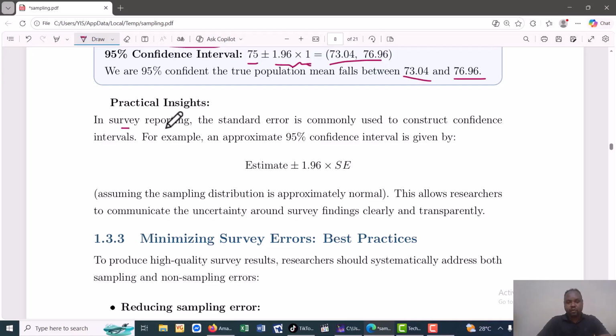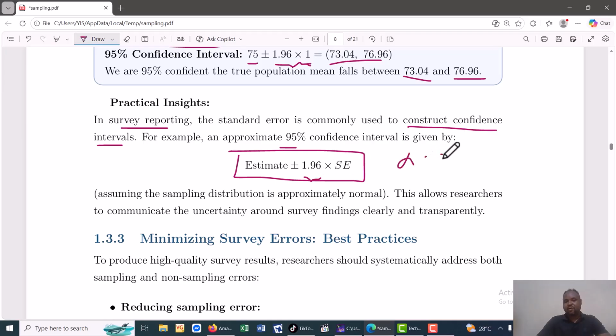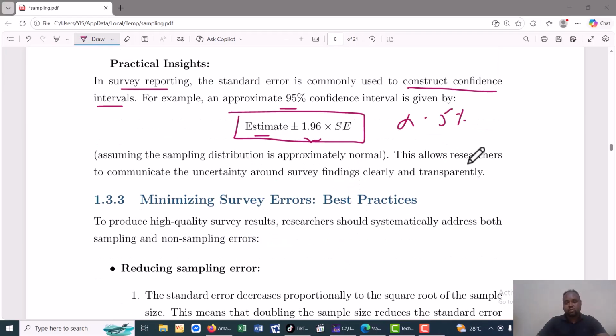In survey reporting, the standard error is commonly used to construct confidence intervals. For example, an approximate 95% confidence interval is given by this formula, where this is the sample mean or the sample proportion, plus or minus 1.96 for alpha 5%, since the sampling distribution of this estimate follows an approximately normal distribution, times the standard error. So this allows researchers to communicate the uncertainty around survey findings clearly and transparently.